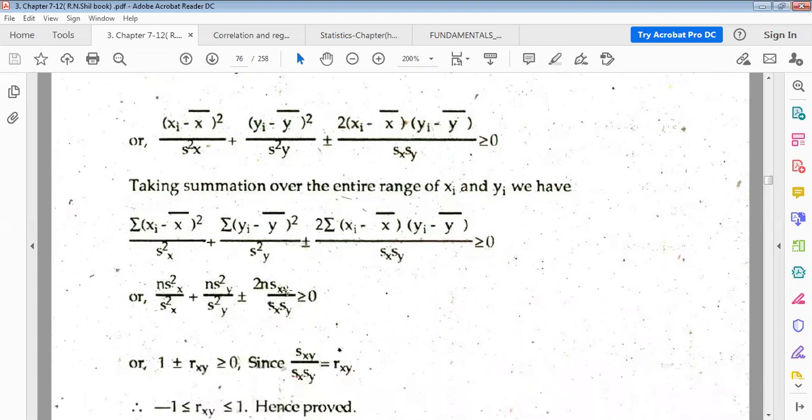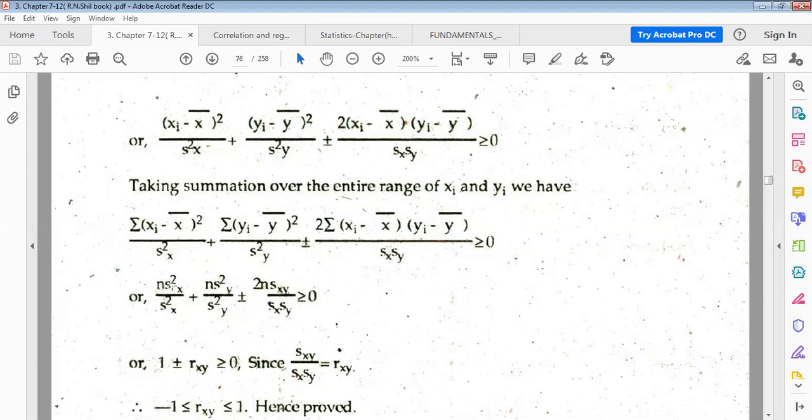According to the formula of standard deviation, or the definition of variance, sx whole square means actually the variance. sx whole square.